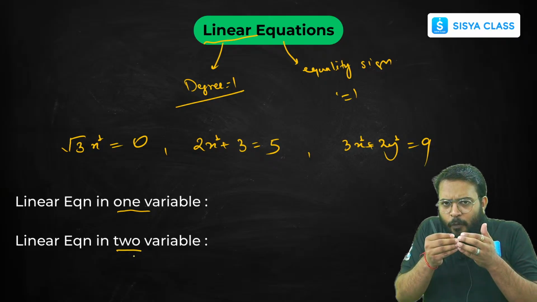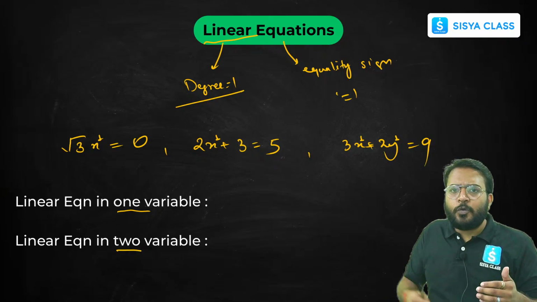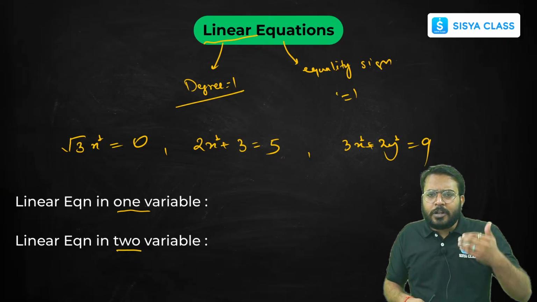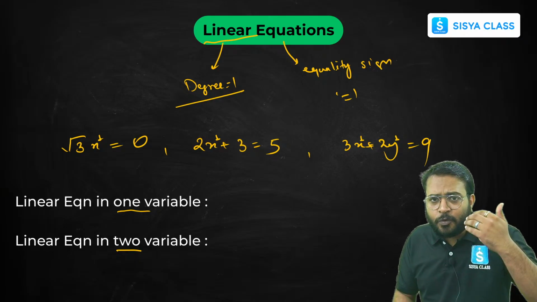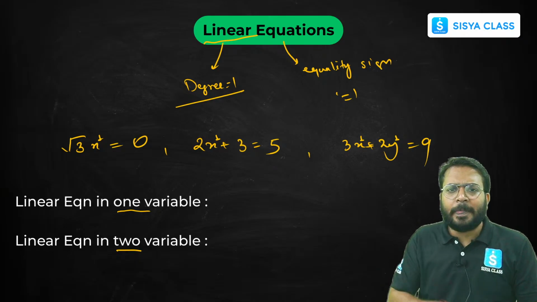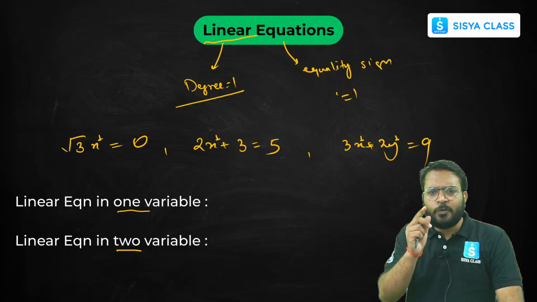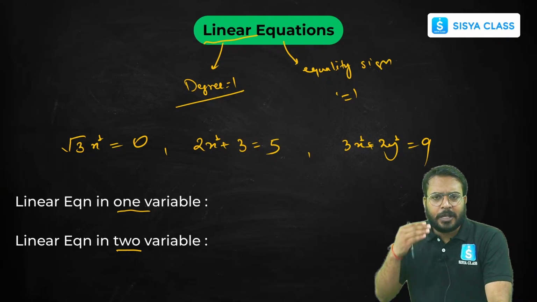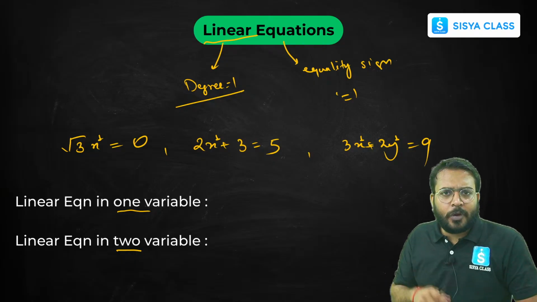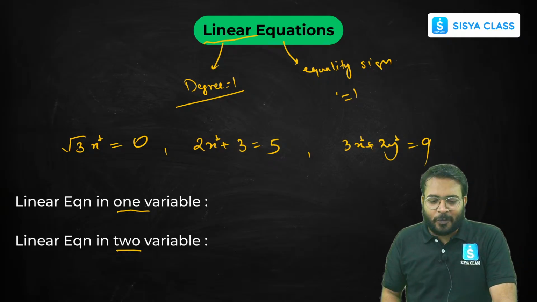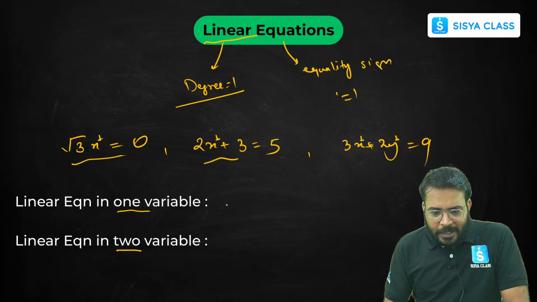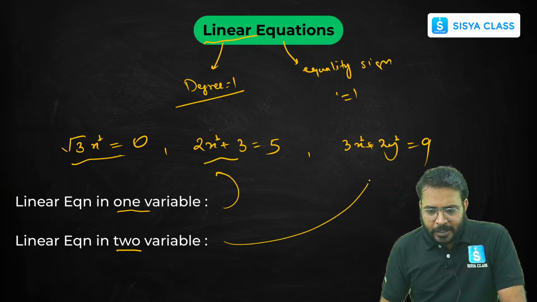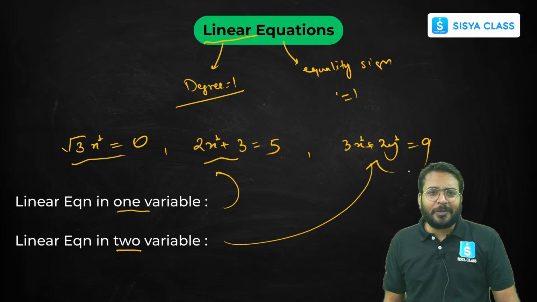Overall, if you are able to find two different letters of the English alphabet in an equation, it is called a linear equation in two variables. If you are able to find only one such variable, one such English letter, it is called a linear equation in one variable. So these two are linear equations in one variable. If you see this, it is a linear equation in two variables. Got my point?